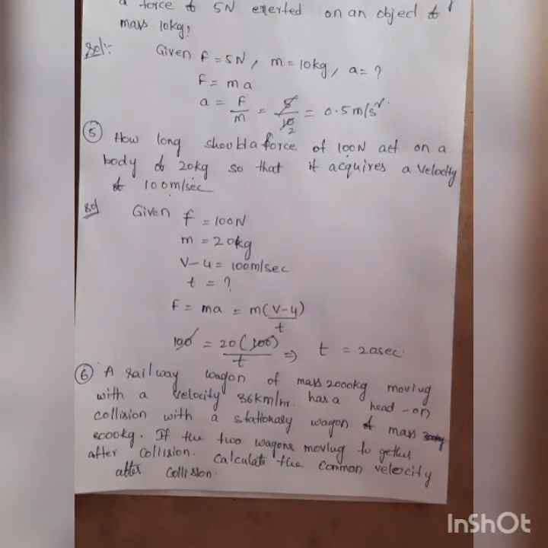Here the railway wagon of mass 2000 kgs moving with a velocity of 36 km per hour has a head on collision with the stationary wagon of mass 3000 kgs. If the two wagons move together after the collision, calculate the common velocity after collision. Here the first body has the mass 2000 kgs and its velocity is 36 km per hour, and the second body has mass 3000 kgs. After these two bodies collide, we will calculate the velocity of the bodies after collision.